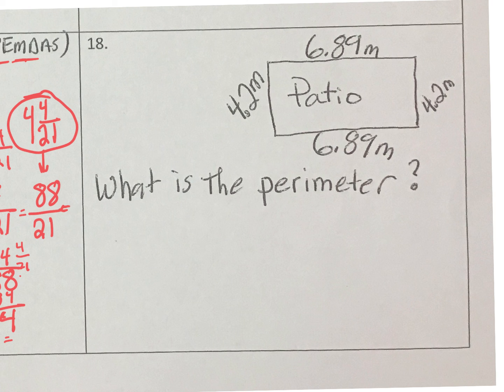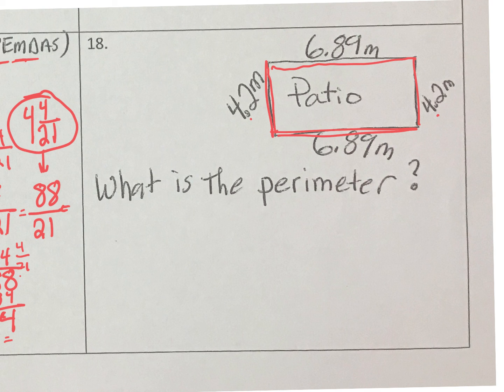This problem was the perimeter. And the way you get the perimeter of a thing is you just add up each of the sides. So the skill I was working on here is just to make sure you know how to add decimals. And to remind you that with decimals, you line up the decimals. So you could have added the 4.2 and 4.2 and added the 6.89 and 6.89 and put those together.